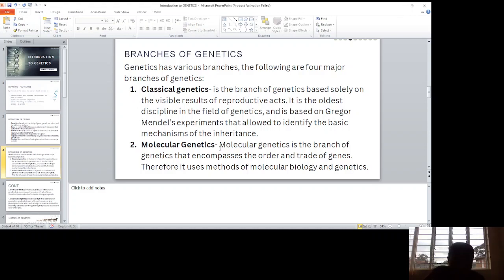Then the next branch of genetics is molecular genetics, and this one basically encompasses the order and structure of genes, and it is very common in molecular biology and genetics.